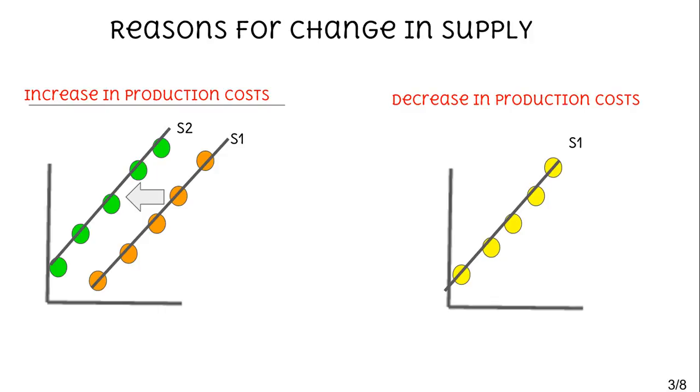If I have more money in my pocket, can I afford to produce more or less? Hopefully you said I can afford to produce more. So that is going to be a shift to the right, and that is an increase in supply. All right, so let's go. Remember, please pause if you need to.